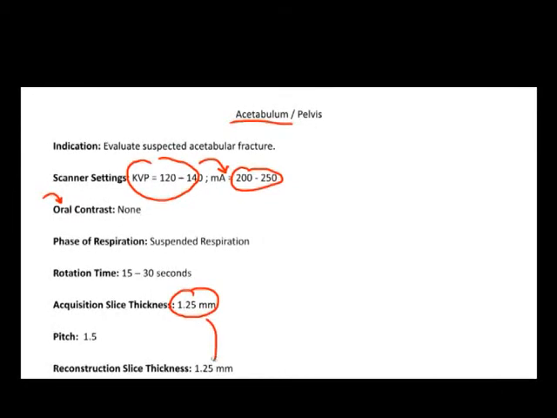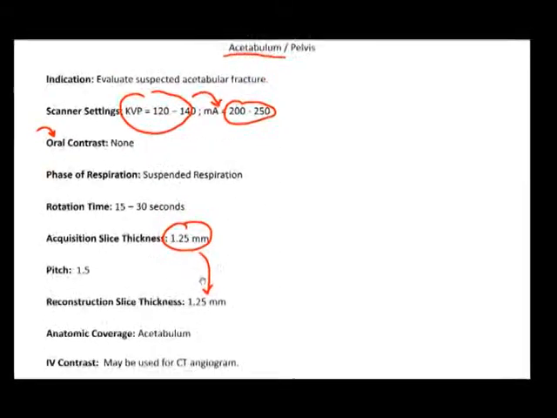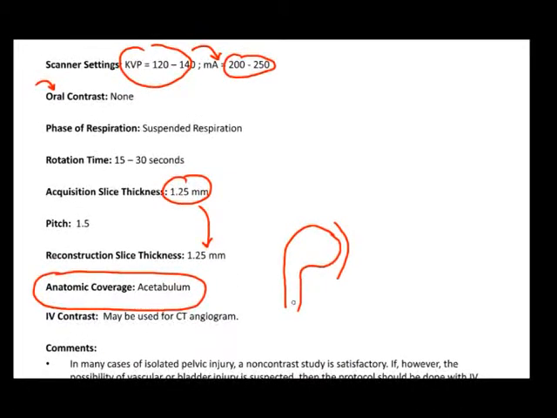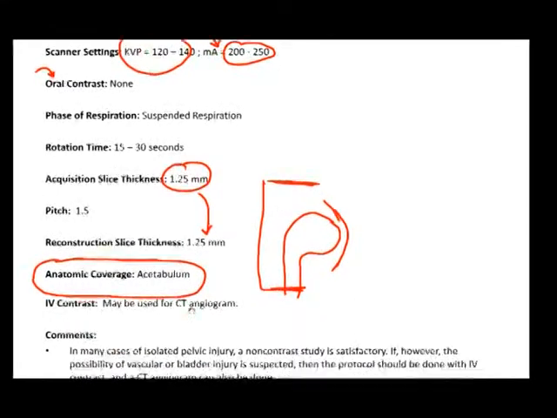Slice thickness is going to be 1.25, and we're going to recon this in 1.25 as well. Pitch is going to be 1.5, as it has been for pretty much all of the scans that we've looked at in this lecture. The thing that you're going to be covering is the acetabulum. The general rule is, here is the acetabulum. I know the femur looks very horrible here, but this is a crude drawing. You want to go above the acetabulum and below the acetabulum, so that you pretty much see if there's any kind of abnormalities there.